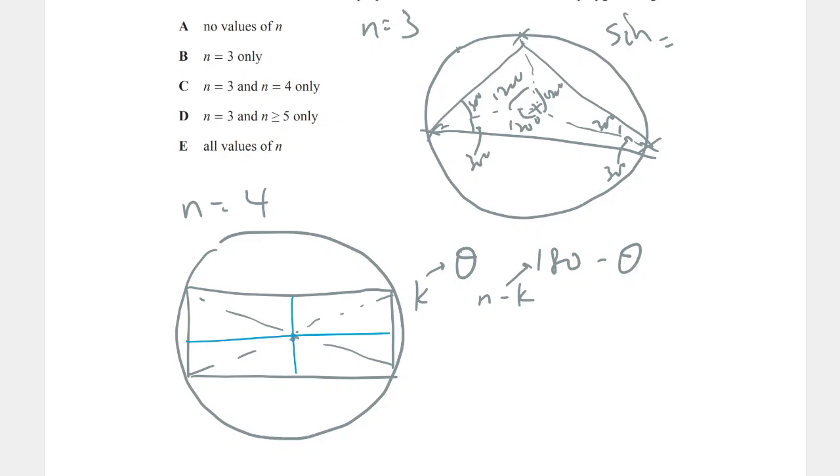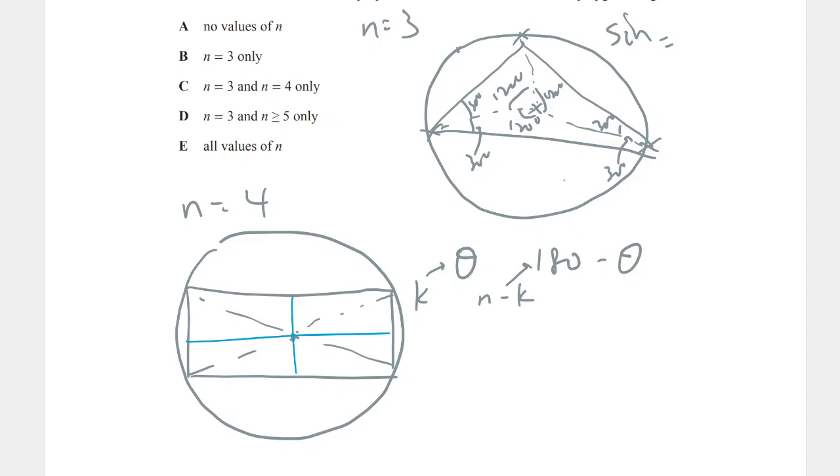Okay, so what are the possible values of k? k could be 0, but that's silly. If k is 0, that's just an equilateral triangle, right? So we consider k is 1, k is 2, and k is 3 is also possible. k is 4 is an interesting situation. I think k is 4 is not quite okay, right? So, let's just check why that is.